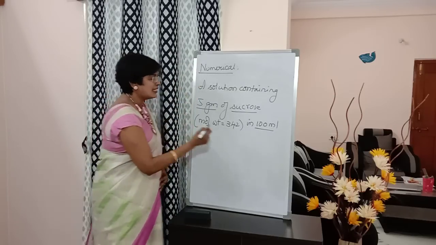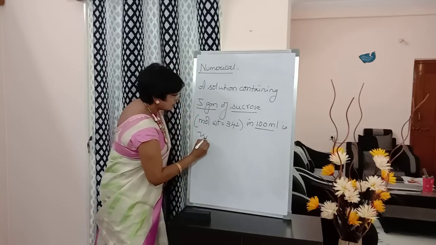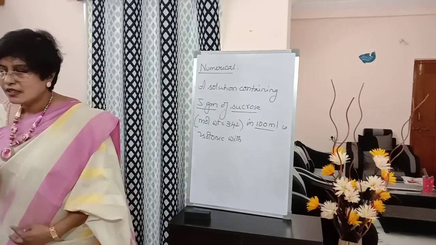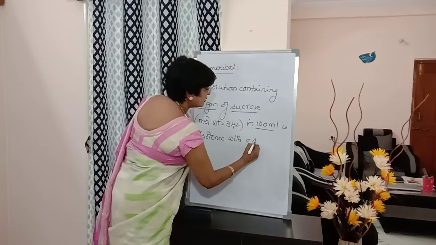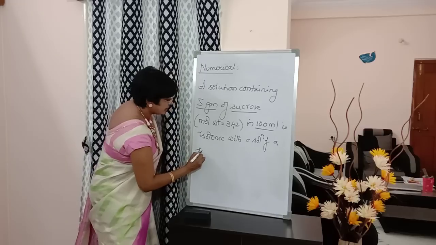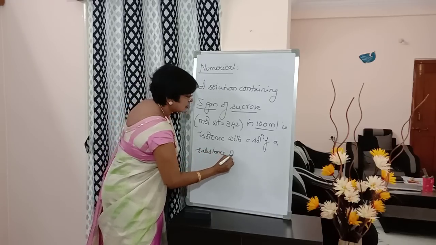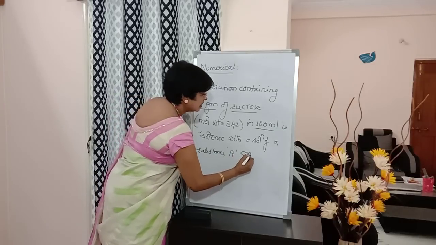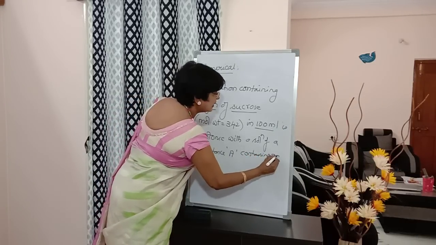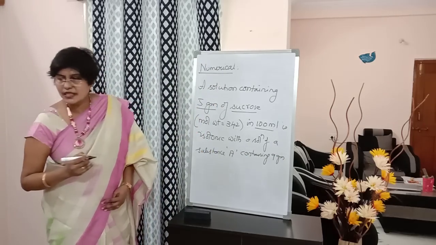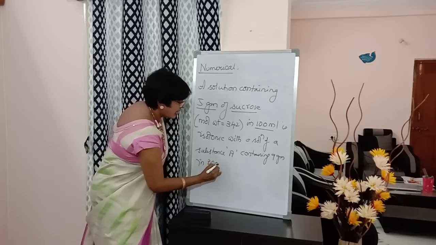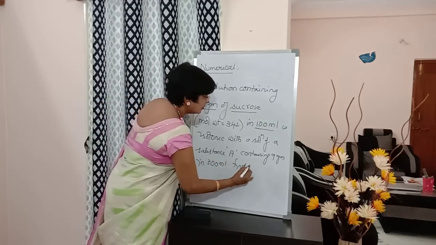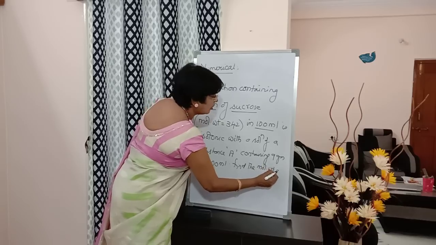This is one solution, students, is isotonic with a solution of a substance A containing 9 grams in 300 ml. Find the molecular weight of A.